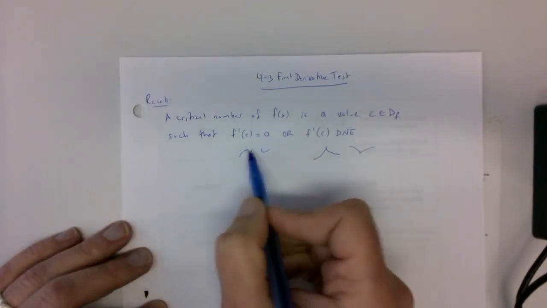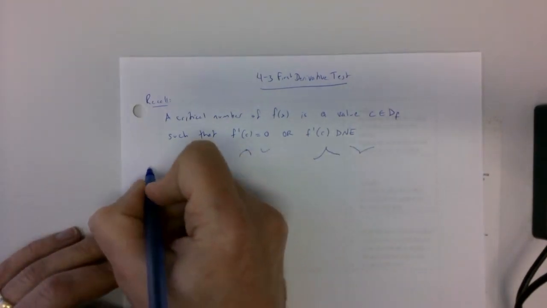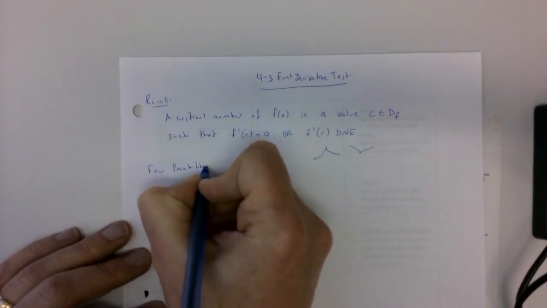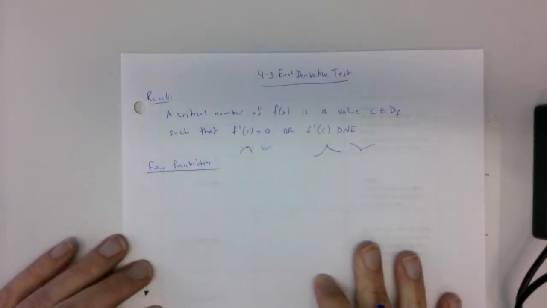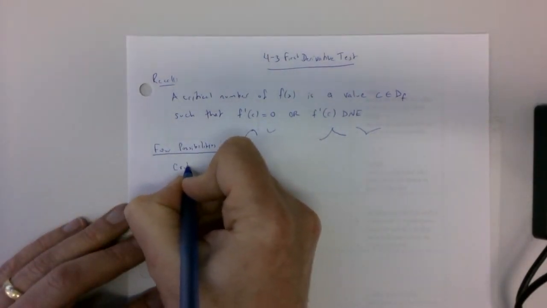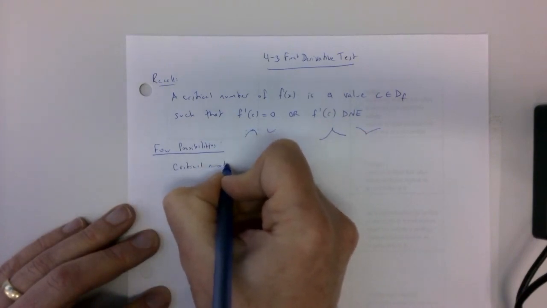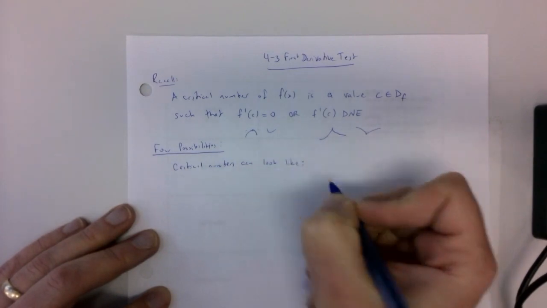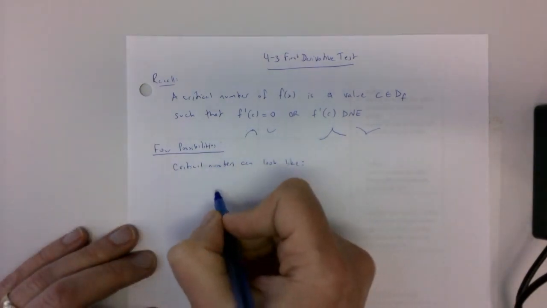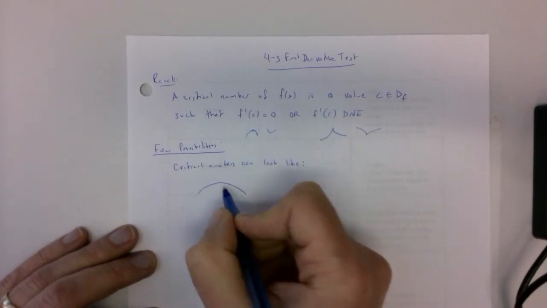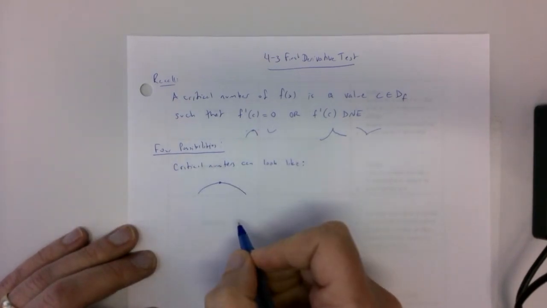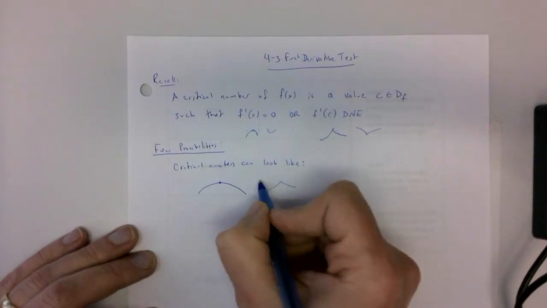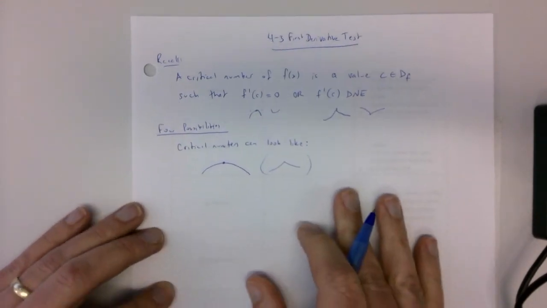Okay, so let's just summarize these as possibilities. So we have 4 possibilities. So critical numbers can look like, and then here are the 4 possibilities. I could have something like this, where this is my critical number c, or it could be that as well. I'll just kind of put this one in brackets. I'll focus mostly on where the derivative actually exists.